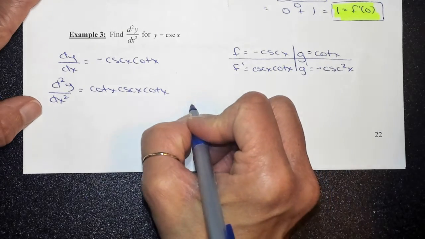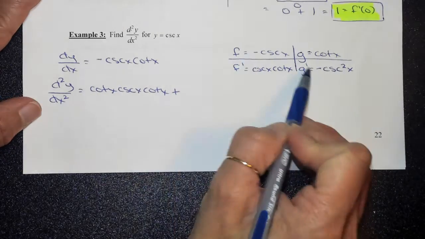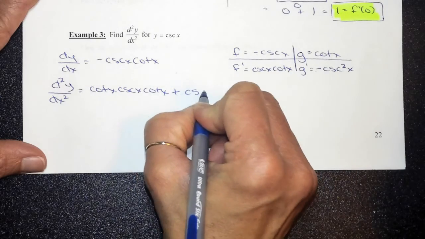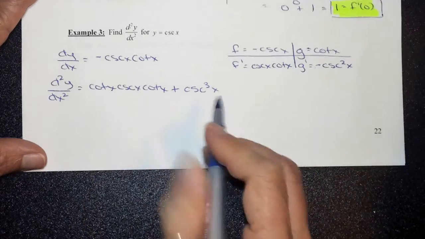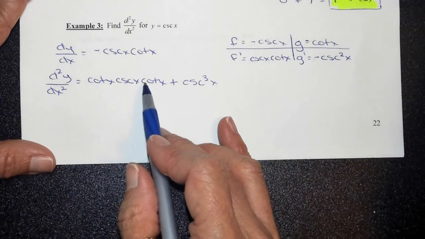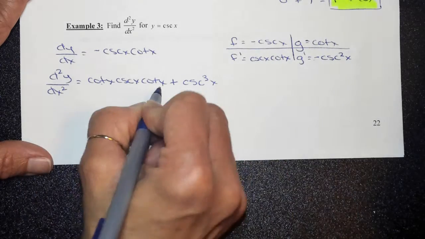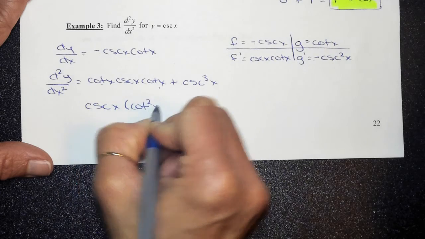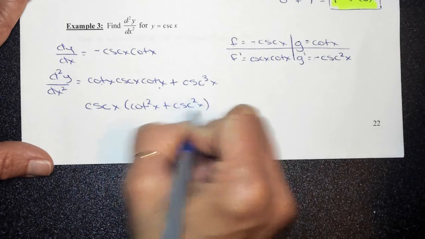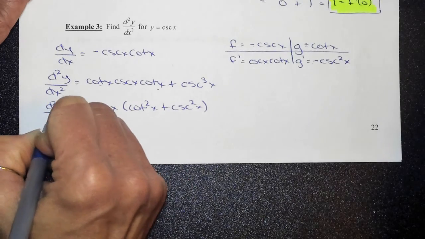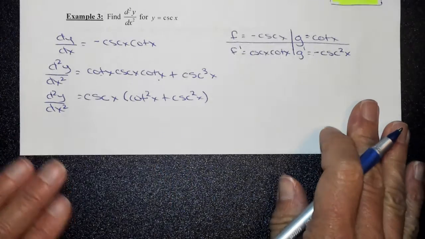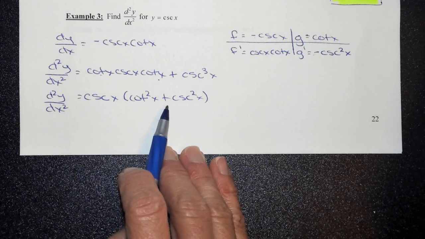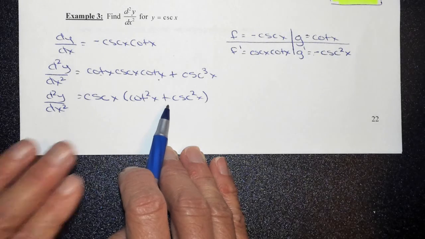plus f g prime. So negative, negative still keeps a positive, and this would be cosecant cubed of x. So literally, I could factor out a cosecant if I wanted to. You don't have to. and simplify this, but this is cosecant of x times cotangent squared of x plus cosecant squared of x, and this is your second derivative. So that's a higher order derivative. And in this case, you would look to see if this is from your hexagon, which is a Pythagorean identity, but it's not. So that would be your final answer.